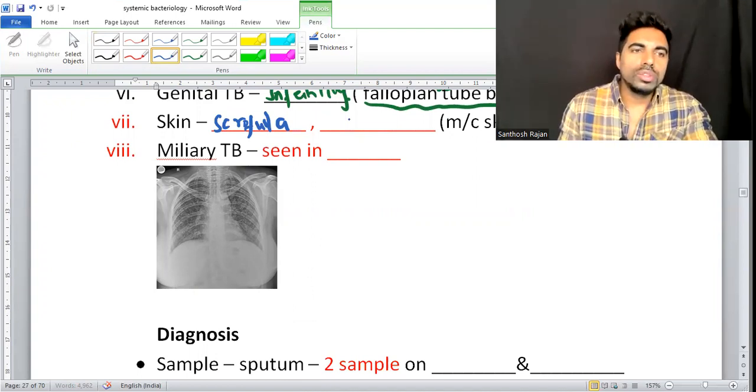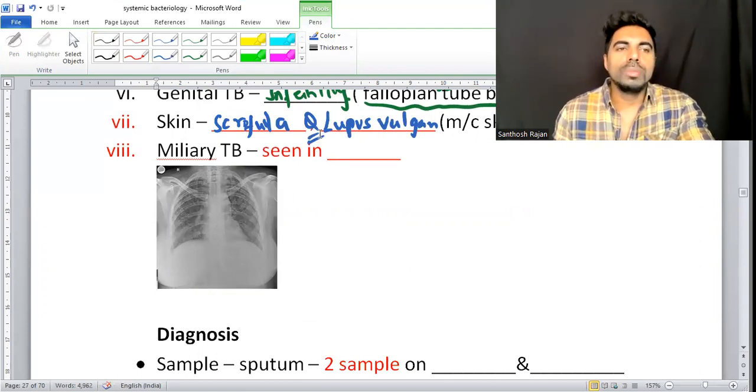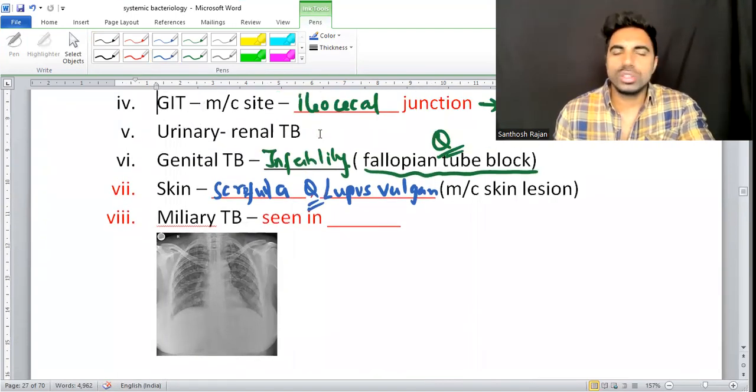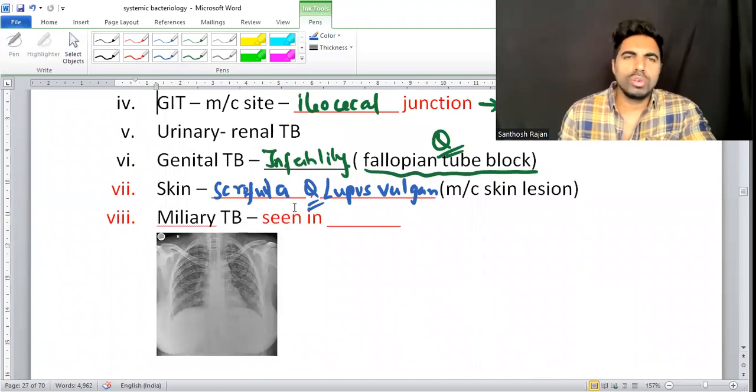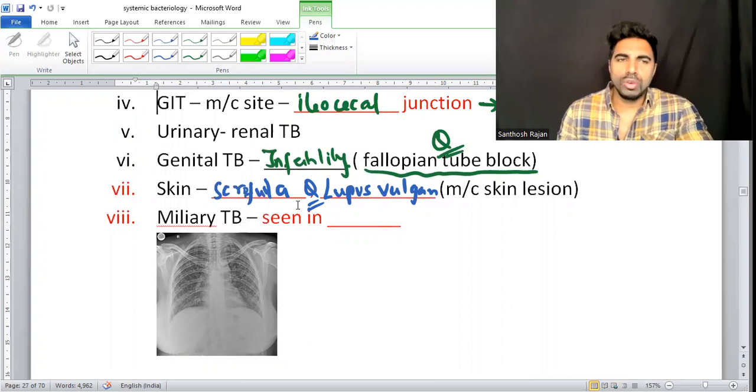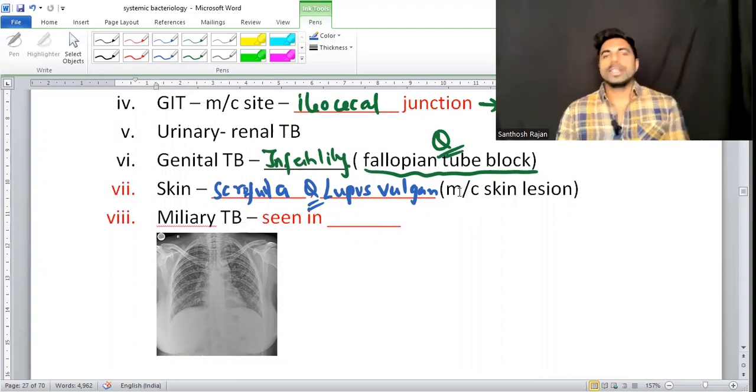Lupus vulgaris. Lupus vulgaris. The question is frequently asked: which is the most common skin lesion? Lupus vulgaris. If TB is in skin, it causes lupus vulgaris. Scrofuloderma and scrofula are fine, they are also there because basically lymph node with skin is affected. That's scrofula. But lupus vulgaris is a characteristic lesion for TB. Don't forget lupus vulgaris. That's very important.